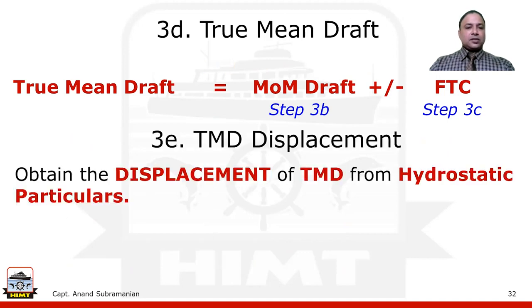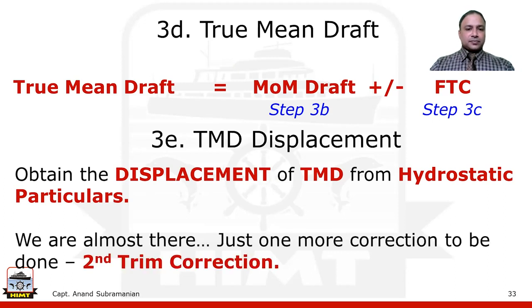The next thing we have to do is find out the true mean displacement, or TMD. So, whatever answer we get for the true mean draft, we have to obtain the displacement from the hydrostatic particulars. There is also one more correction to be applied, called the second trim correction, which basically takes into account the trim of the ship.